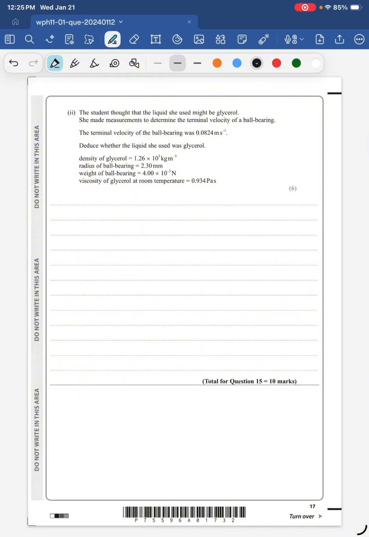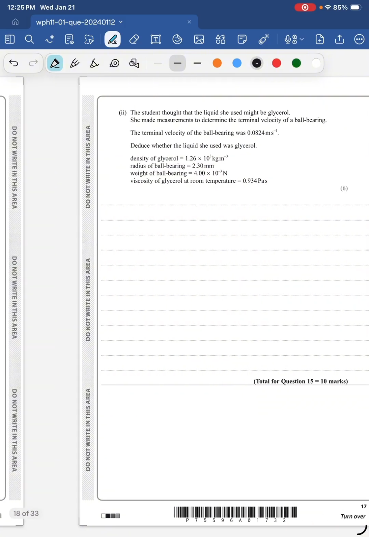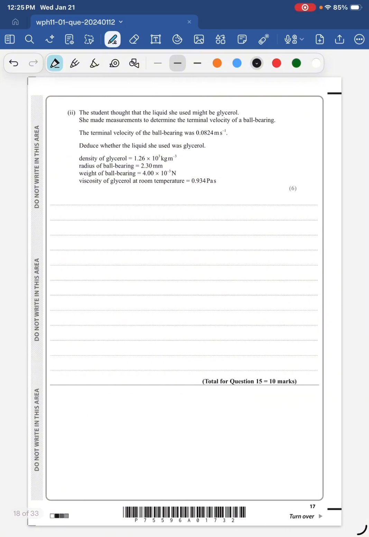Deduce whether the liquid she used was glycerol. They give you the density of glycerol, the radius of the ball bearing, the weight of the ball bearing, and the viscosity of glycerol at room temperature. As I said in the previous question, part B, at terminal velocity, the upthrust plus the drag force should equal the weight. So let's write this down.